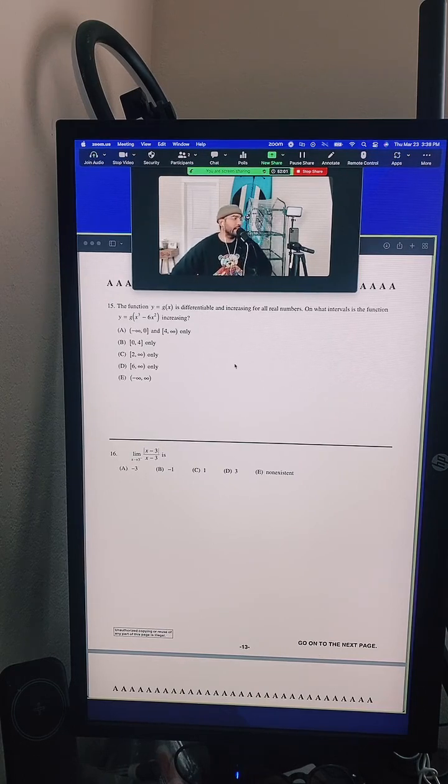Here we go for number 15. They're telling us that g of x is differentiable and increasing for all real numbers. So what does that mean when it's increasing for all real numbers? That means that g prime of x is greater than 0 for all real numbers. What interval of the function is this increasing? Well, they give us the function g of x cubed minus 6x squared, and they're trying to ask when it's increasing.